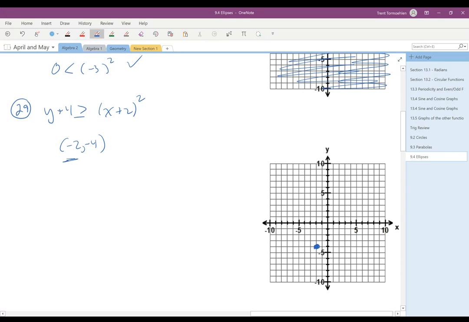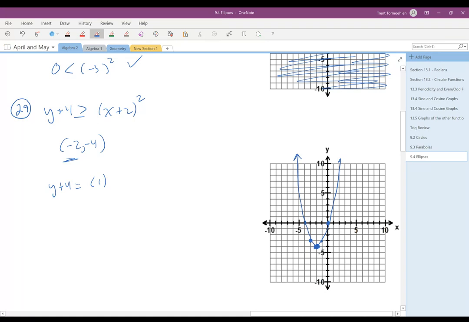When x is negative 3, you get y plus 4 equal to what? 1. So y is negative 3. And so you get these 2 points. When x is 0, you get y is 0. So it goes through the origin there. And so your graph looks like this. It's equal to, and so we're going to have a solid line when we graph it.